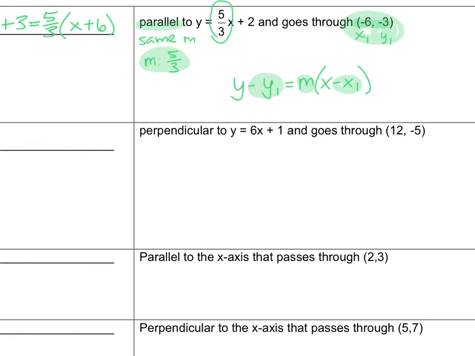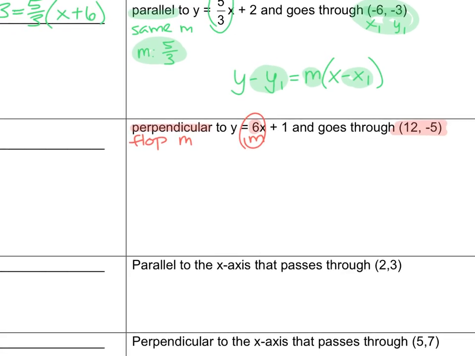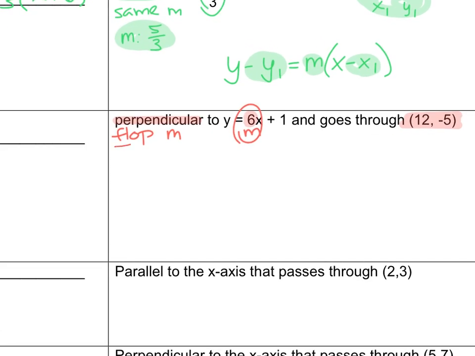With perpendicular, really similar, except we're looking towards that opposite piece. So this time I want it perpendicular, so I'm focusing on the slope there, and I want it to go through the point (12, -5). So I've got to think that I want to do the flop slope. Right now, my slope is 6, but I got to do something. So the flop is to flip the fraction, so my perpendicular slope goes from 6/1 to 1/6, and then the opposite to go from positive to negative.